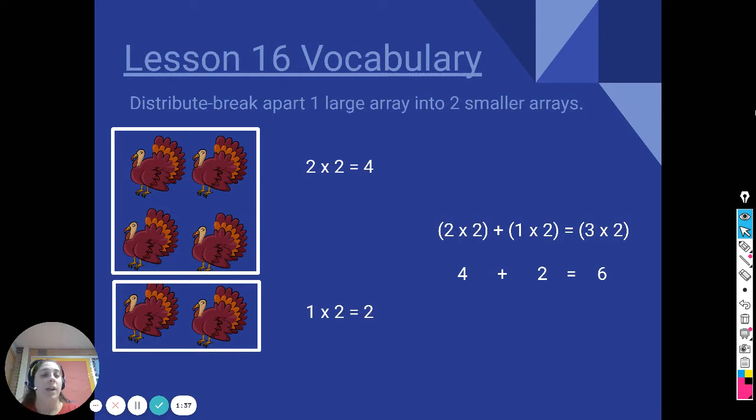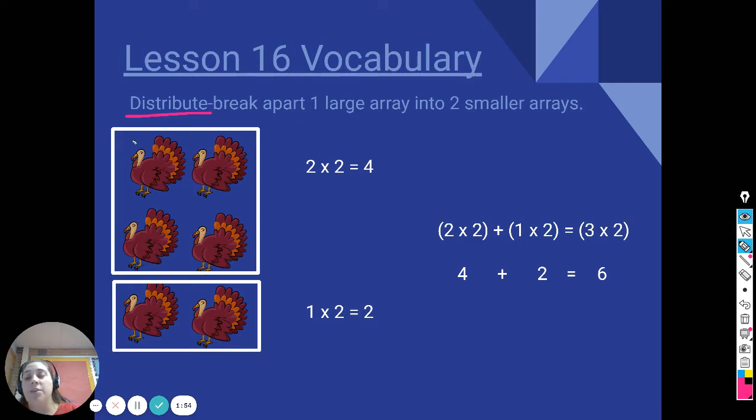First up, we have a new vocabulary term. And the vocabulary term is distribute. And the way that we're going to define distribute, or the way we are using it, is to break apart one large array into two smaller arrays.